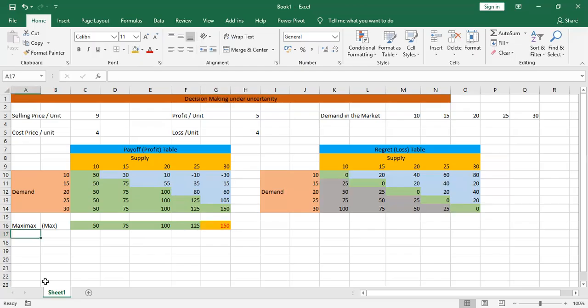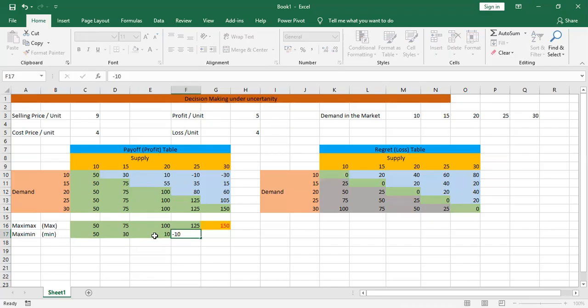The other criteria is maximin. That is what? Maximum profit out of minimum profit. So you just find the minimum value, and out of the minimum values, we will select the maximum value. In column 1, the minimum value is 50. Second column, the minimum value is 30. In the next column, the minimum value is 10. Then minus 10, then minus 30. What I'm going to do is find the minimum values, and of those, the maximum value is 50. This is maximin.